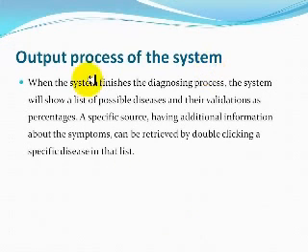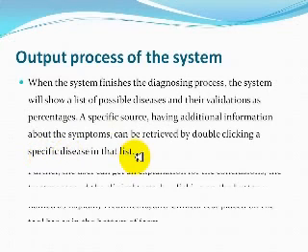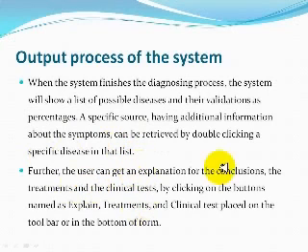Output process of the system. When the system finishes the diagnosing process, the system will show a list of possible diseases and their validations as percentages. The specific source having additional information about the symptoms can be retrieved by double-clicking a specific disease in that list. Further, the user can get an explanation for the conclusions, the treatments and the clinical tests by clicking on the buttons named Explain, Treatments and Clinical Tests placed on the toolbar or at the bottom of the form.